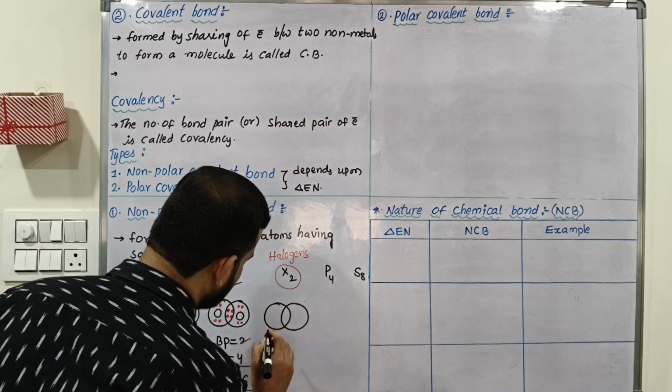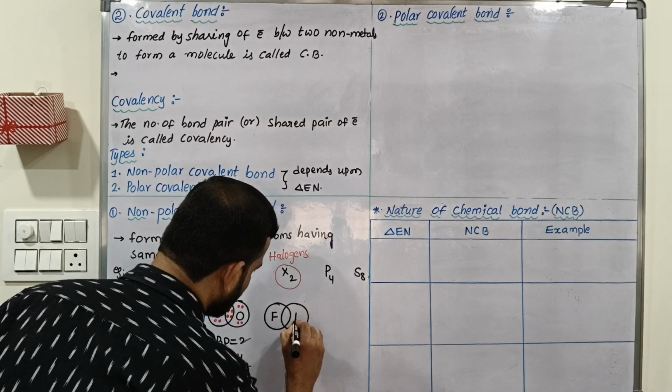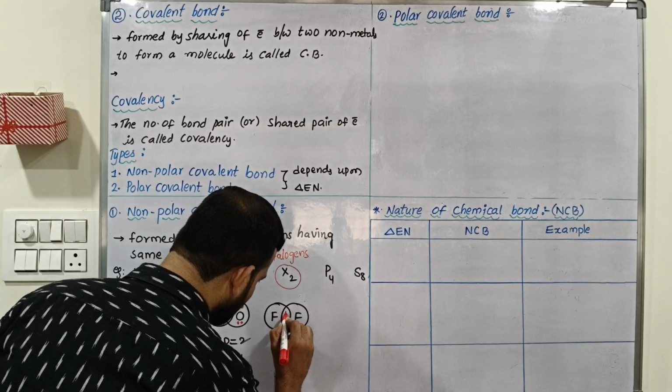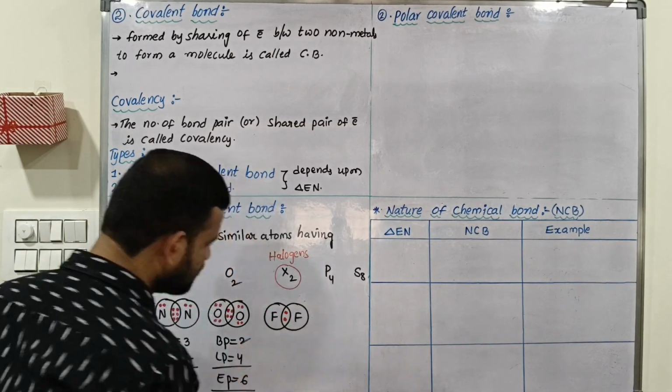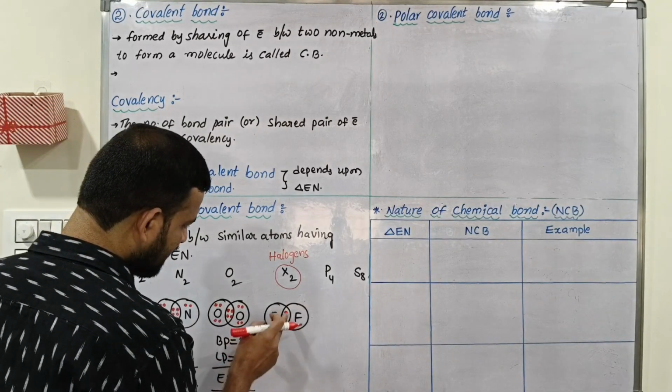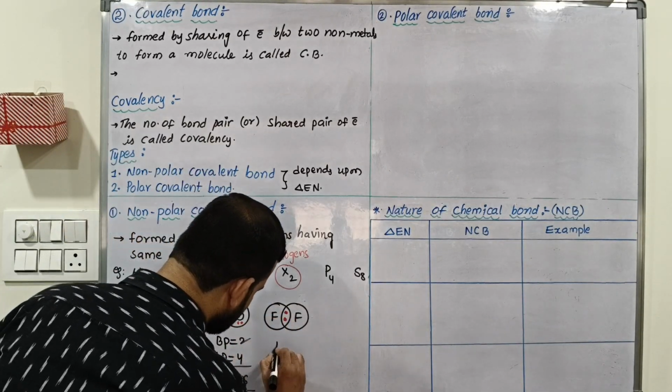I am taking F2. So fluorine. Each fluorine contains one unpaired electron, which means that fluorine contributes only one electron. So two fluorines have contributed two electrons separately, like this one. So one pair is there.